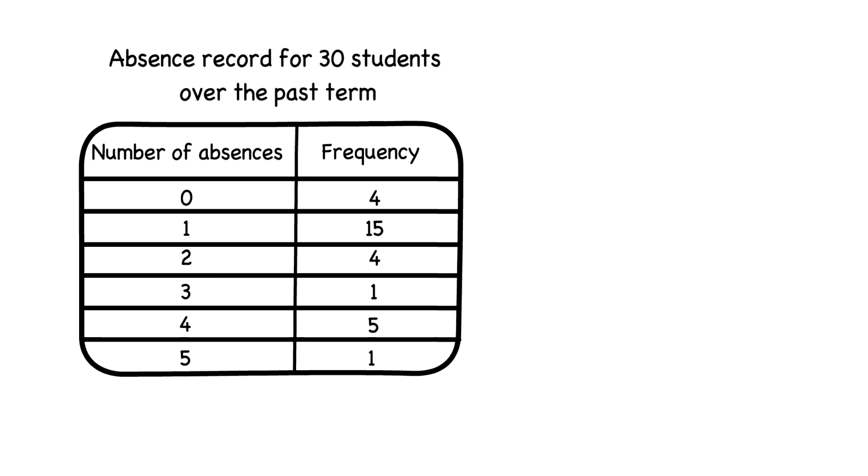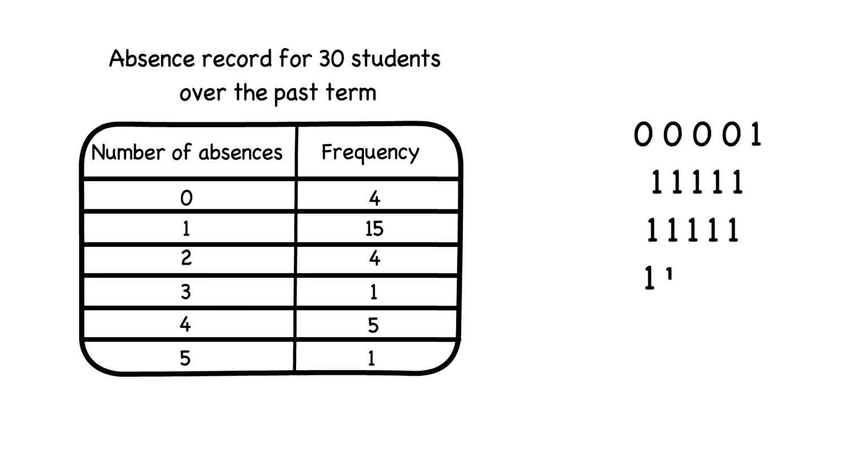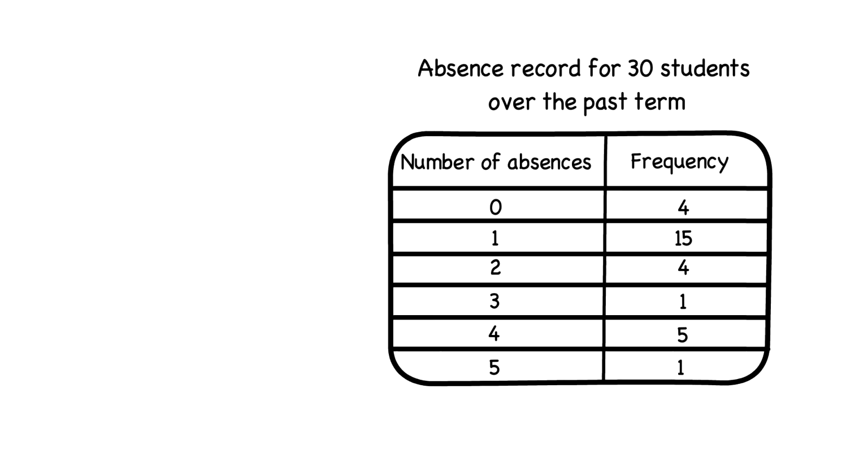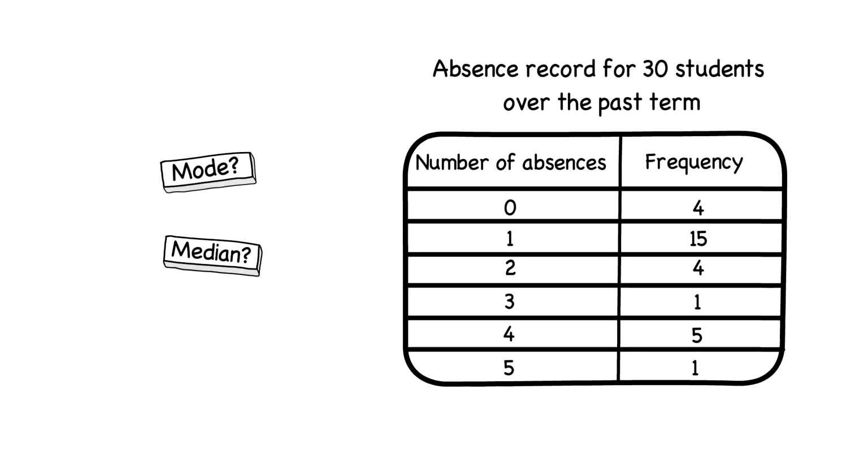In this case, we have a frequency table for absences recorded for 30 students over the past half term. Technically, we have 4 zeros, 15 ones, 4 twos, 1 three, 5 fours and 1 five. That's quite a lot of data and would take quite a while to write out. It would be even worse if we had a larger data set. So let's look at how we can calculate these three things using the table itself.